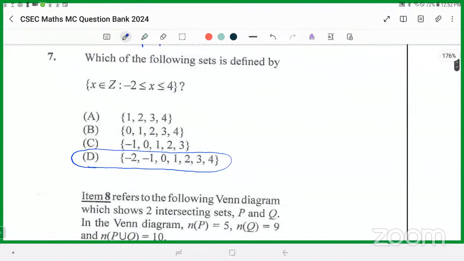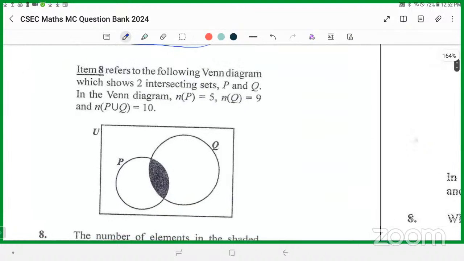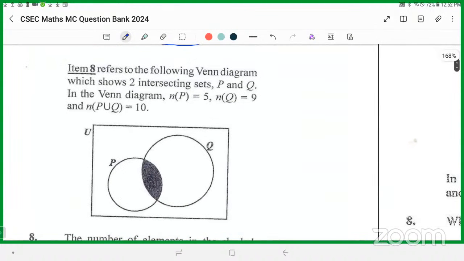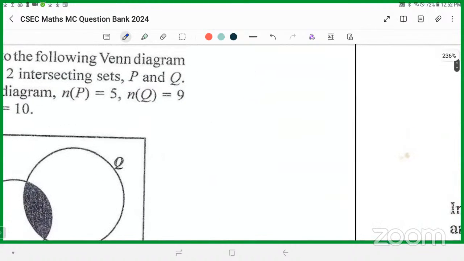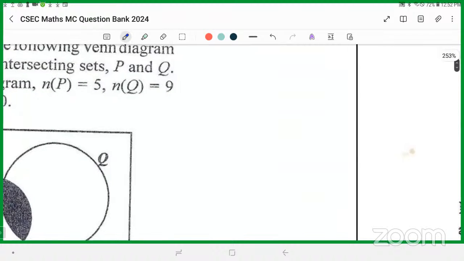All right. This one down here refers to the Venn diagram, which shows 2 intersecting sets, P and Q. The number in P is 5, the number in Q is 9, the number in the union is 10. Now, there's a nice little sets equation that is good to know. You're going to see a lot of questions where this is applicable. Let me write it out here for you. For any 2 finite sets, I'm just going to use A and B for this example. They have to be finite sets.